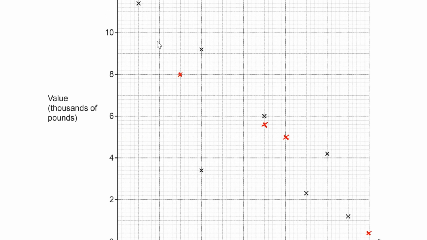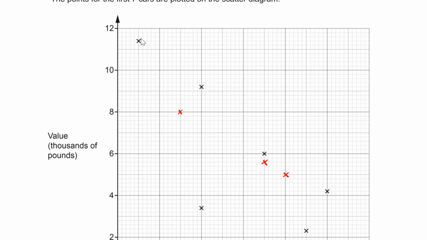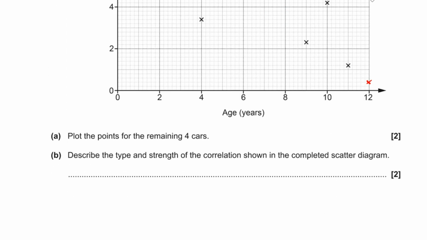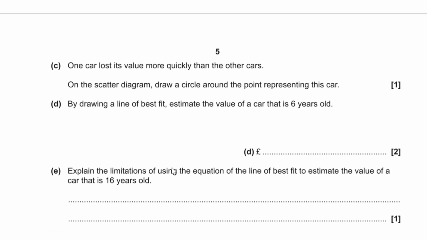And the strength of that negative correlation, well, we do have a couple of outliers. We don't have points which lie on a perfect line, and therefore what we can conclude, we have a moderate negative correlation. And now for part C, one car lost its value more quickly than the other cars.